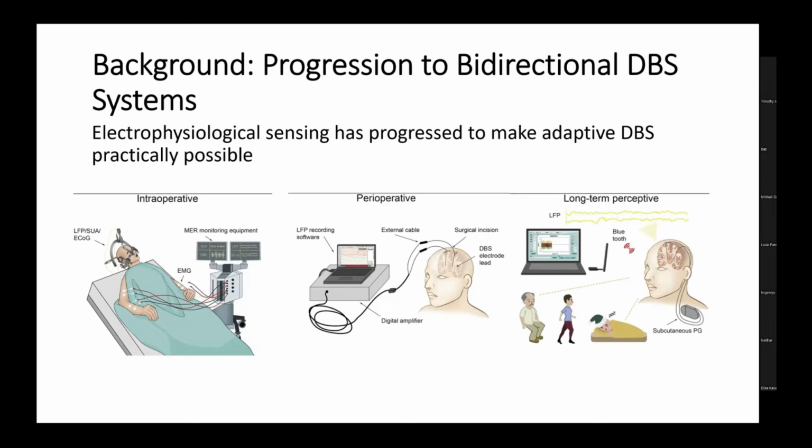Finally, we were able to perform bidirectional recordings with the actual implantable pulse generator in the chest, both delivering therapeutic stimulation as well as sensing electrophysiologic activity from deep brain structures, obviously making adaptive deep brain stimulation now possible.